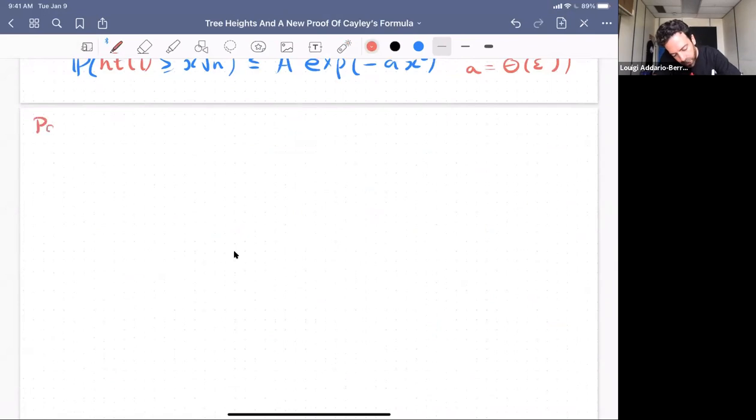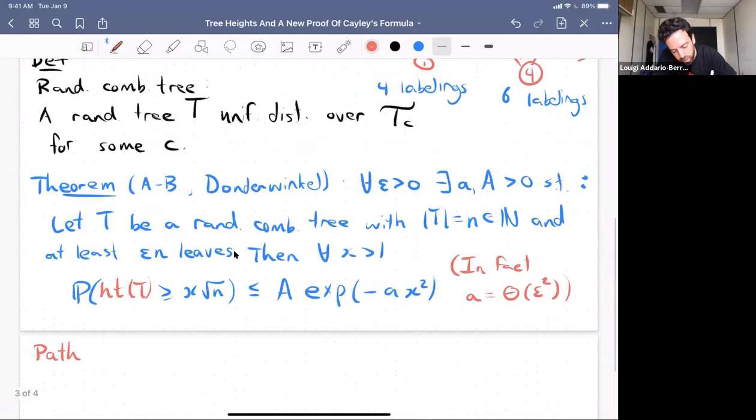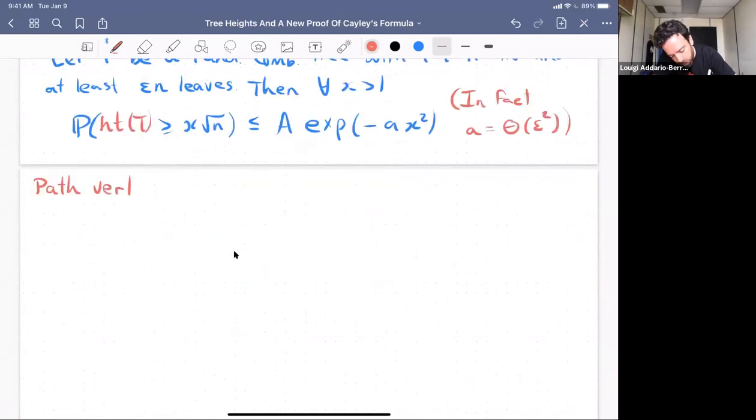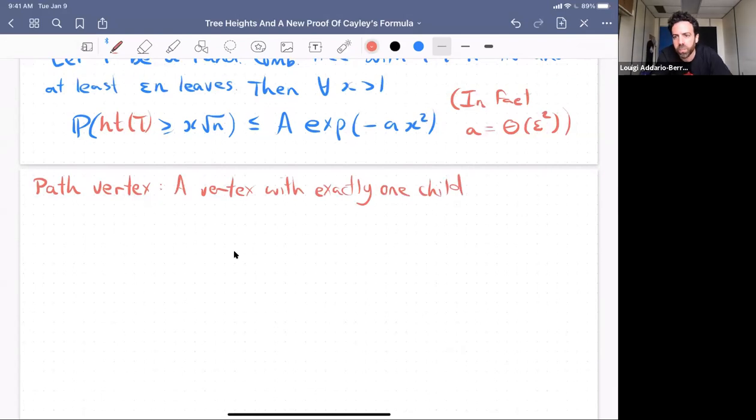Following on that, I used the phrase path vertex a second ago, and I want to define that because it's going to come into the next theorem. A path vertex is a vertex with exactly one child. So a leaf has no children, a path vertex has exactly one child. And now I'm going to define a special class of trees.